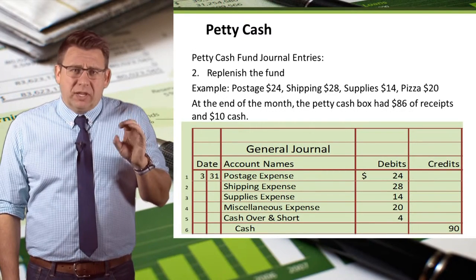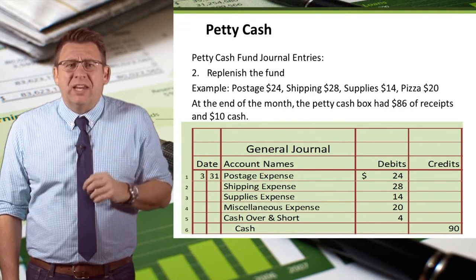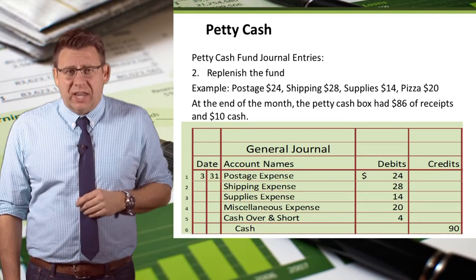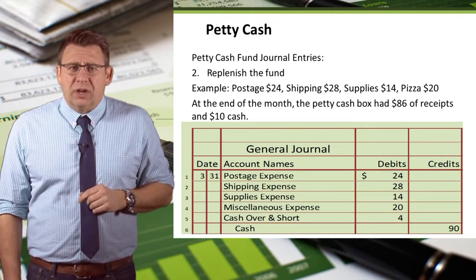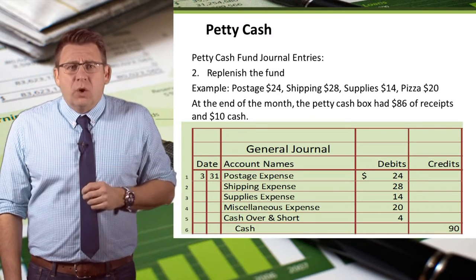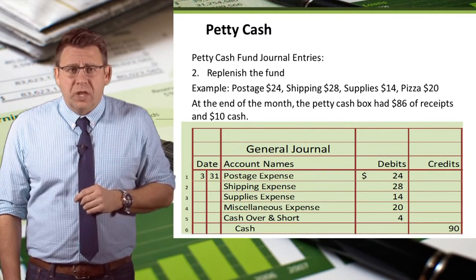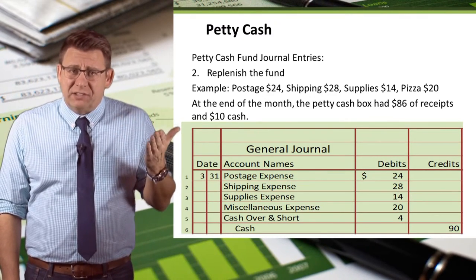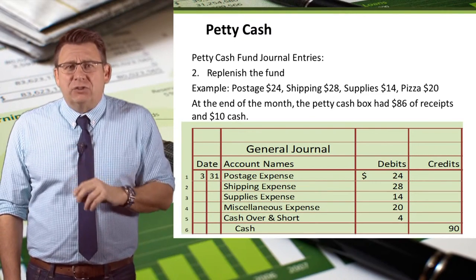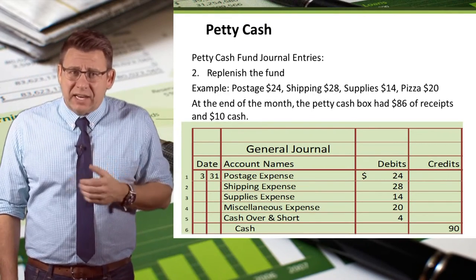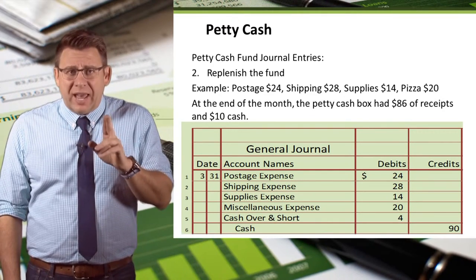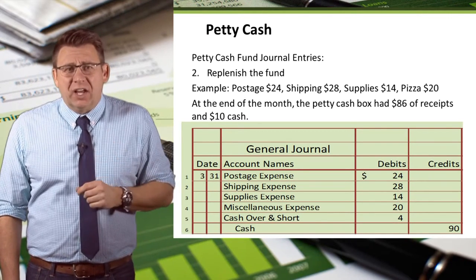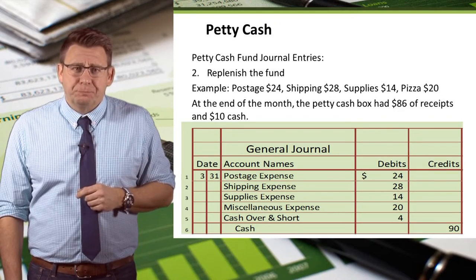So let's look at this example again, but this time let's assume we only have $10 of petty cash on hand. We need $90 cash to add to the 10, and that will bring our fund back to $100. In order to do this, we make a journal entry and write a check to ourselves. In this example, we debit postage expense, shipping expense, supplies expense, and miscellaneous expense for the amounts, and we credit cash for 90. Of course, 86 does not equal 90. We need to debit cash over and short for $4 to make the journal entry balance. Once we cash the $90 check, our fund will be back at $100.